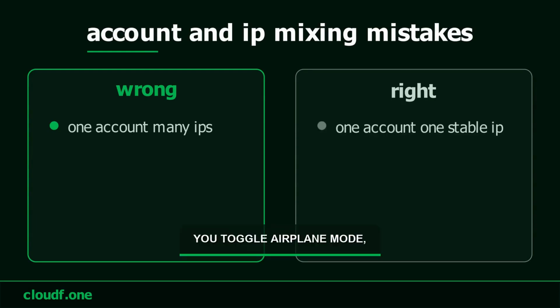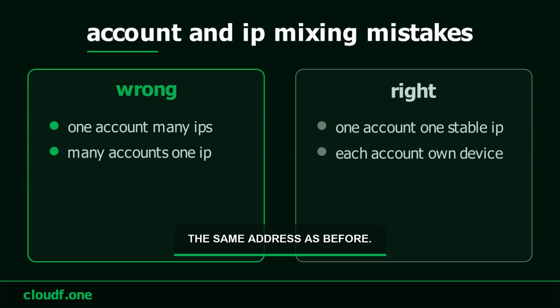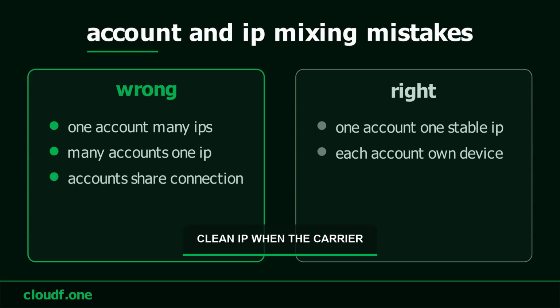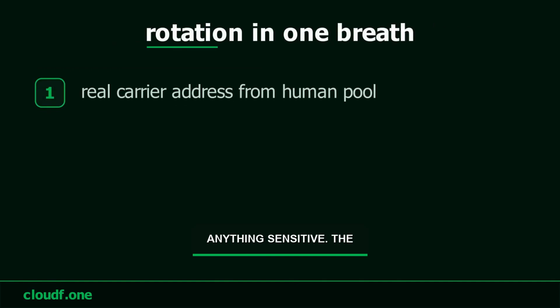The third mistake is not verifying that the rotation actually worked. You toggle airplane mode. You assume you have a new IP. You carry on, and you are actually on the same address as before. Or worse, you assume you are still on your nice clean IP when the carrier silently moved you. Always check. Know what IP you are on before and after, especially around anything sensitive.